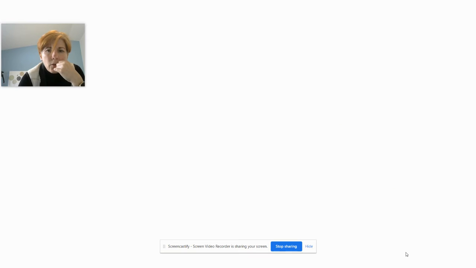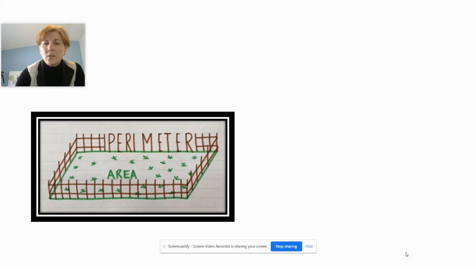This is a video that will help you if you need to refer back to anything connected with today's task. We're starting a new unit on area multiplication. We talked a while back about perimeter. Perimeter is sort of like the fence, the distance around an object, whereas area is the space inside of an object.